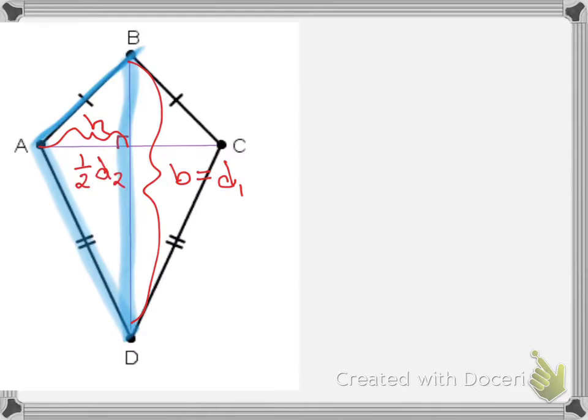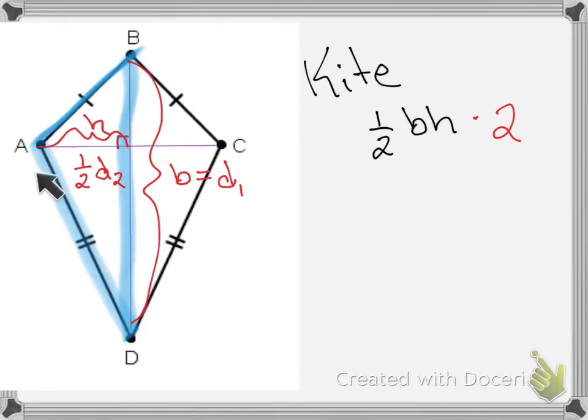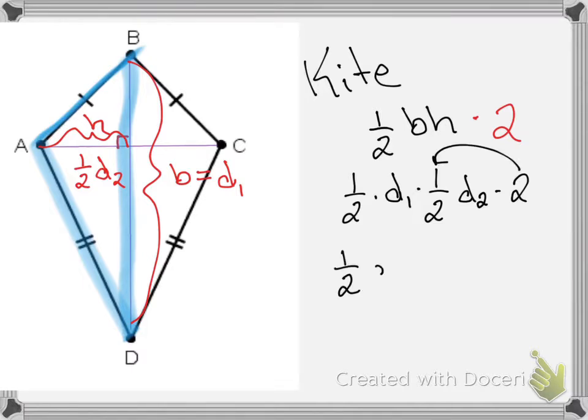So by the same thing we used for a rhombus, my kite area would be 1/2 base times height times 2, because I have the two different triangles, the triangle over here and the triangle over here. The base of this triangle is diagonal 1. The height is 1/2 times diagonal 2, times 2. Multiply those, and I have 1/2 diagonal 1 times diagonal 2 for my area.